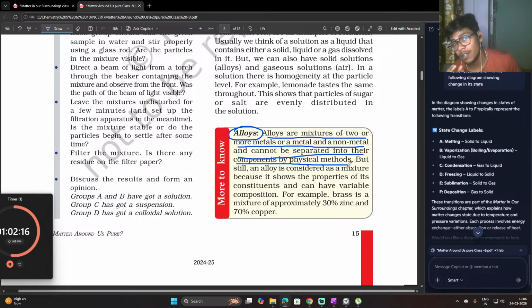Brass means the product that we make our kitchen utensils from.